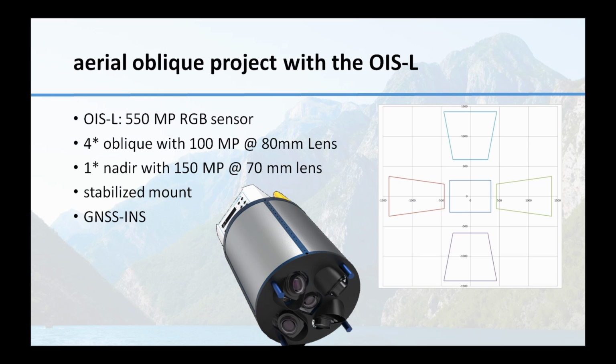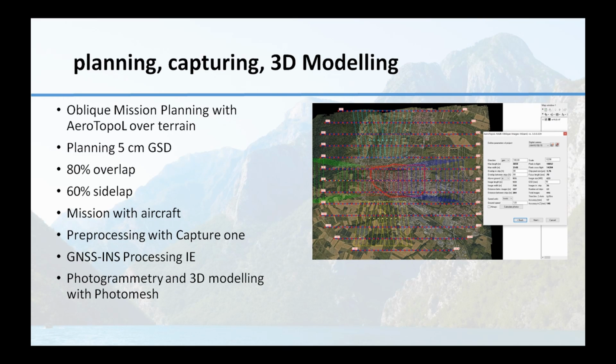The aerial oblique project was flown with the oblique imaging system L that consists of 5 Phase One cameras, 4 oblique each with 100 megapixel and 1 nadir with 150 megapixel. It was mounted in a stabilized mount, AeroStep XL, and of course uses GNSS, INS, and flight management system for the navigation. We planned the mission over the terrain with a 5 cm GSD, so we used Aerotopol flight planning system. You can see here the overlap analytics of this area. We used 80% overlap and 60% sidelap.